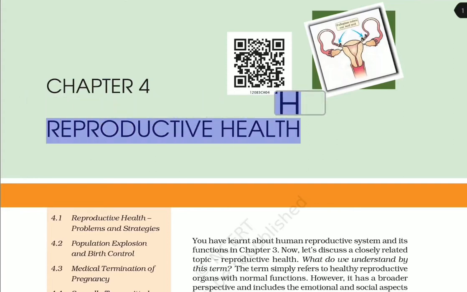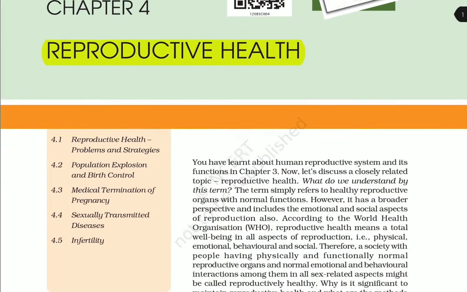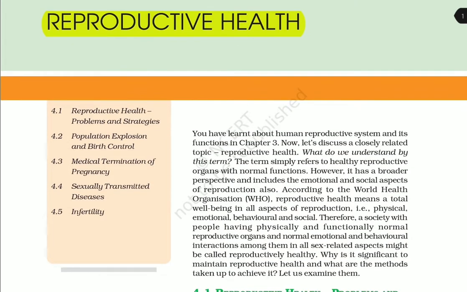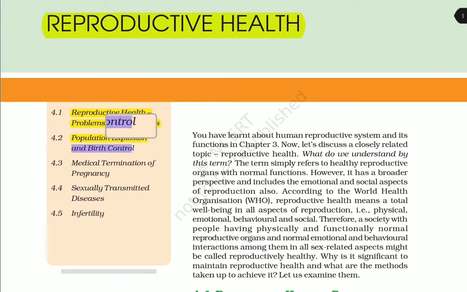Today we will read about reproductive health. In this section: reproductive health, problems and strategies, population explosion and birth control, medical termination of pregnancy, sexually transmitted diseases and infertility. You have learned about the human reproductive system and its function in chapter 3.